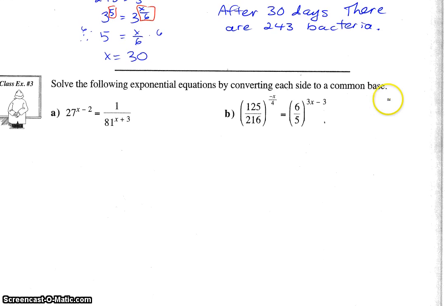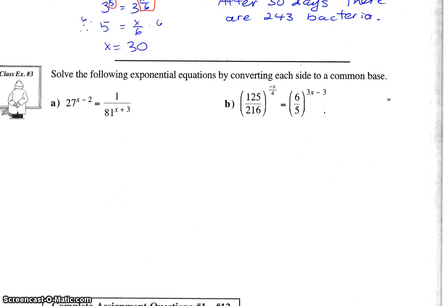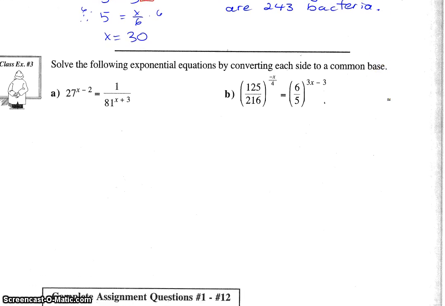All right, example 3. Solve the following exponential equations by converting each side to a common base. Same idea as the ones from example 1, except the equations are a little bit trickier. But the goal is the same. You want to get one power equals another power, and if the bases are the same, the exponents will equal each other. So it's all about the bases.